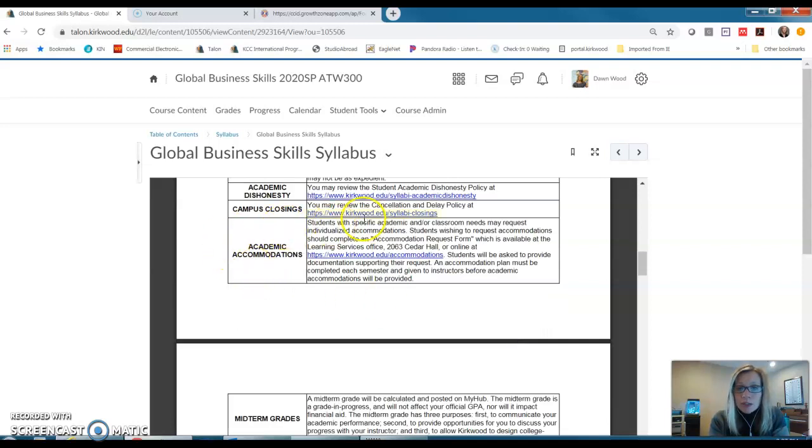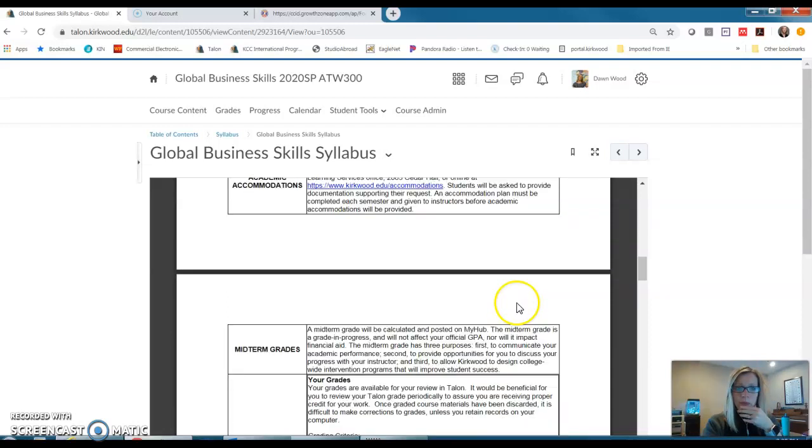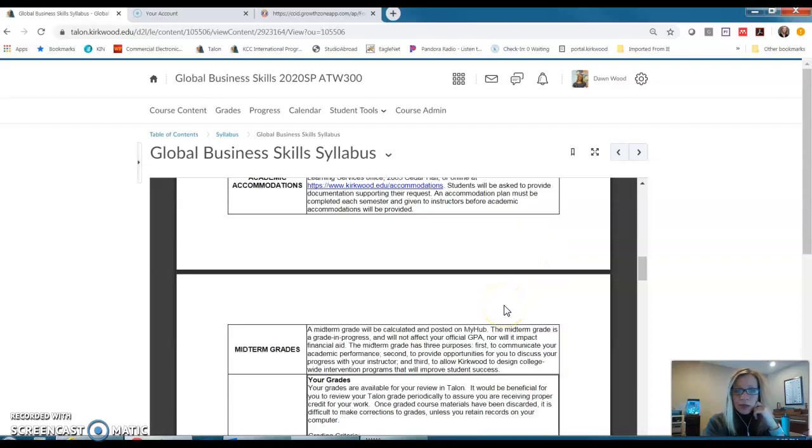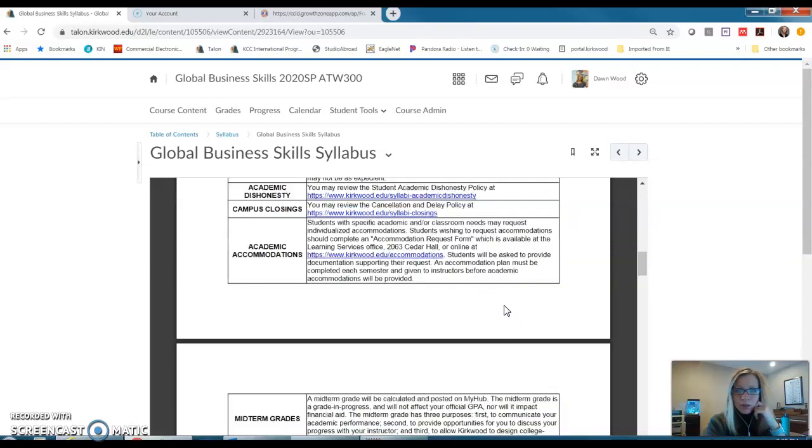Of course, campus closings don't really apply to us because you can still do your work online regardless of whether the campus is closed. Academic accommodations, if you have any need for that, please reach out to our accommodations office in Learning Services. They are so helpful and can help you get that on file and give that to me. Give your accommodation information to me before the class starts. That would be great, or at least during the first week or two.